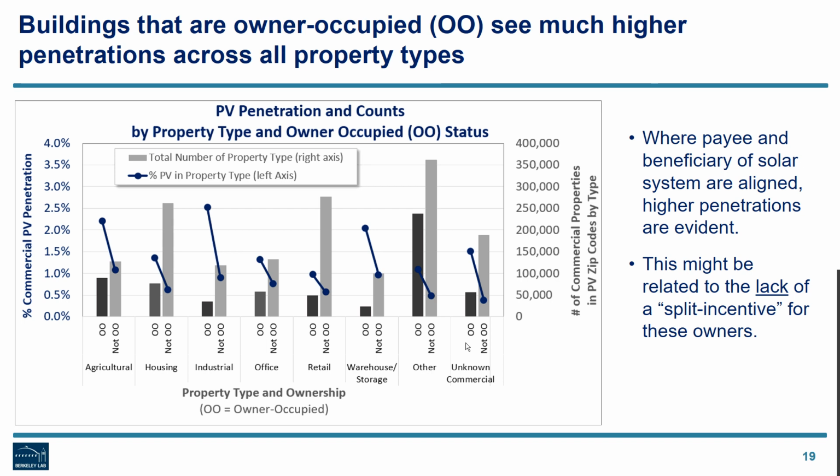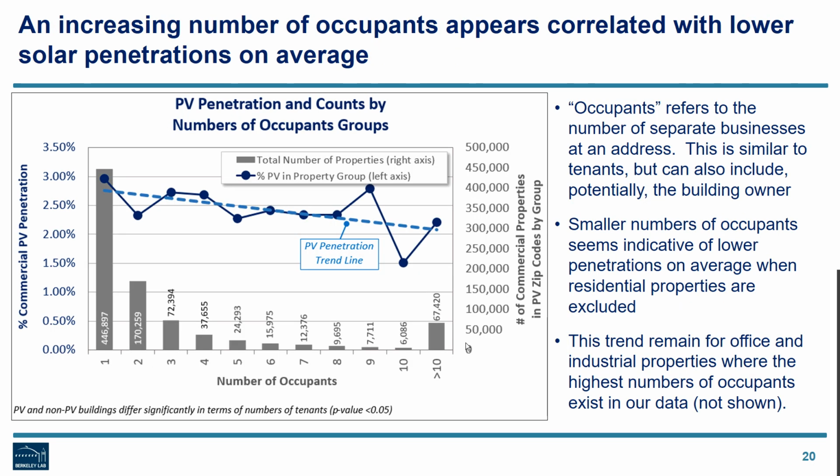So why are we seeing this? Well, one of the possibilities is this split incentive I mentioned previously, I sort of alluded to. This idea that the payee for the project and the beneficiary of its output might not be aligned. So in situations where we have an owner who's not on premises, that might be the payee for the project. And of course, if they're not on premises, they can't enjoy the energy savings. Others might be using the property and might be less inclined to endeavor into a long-term investment. Moving on to now another aspect, which is the number of occupants.